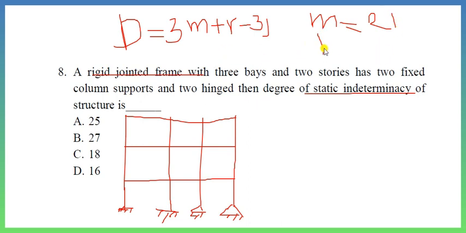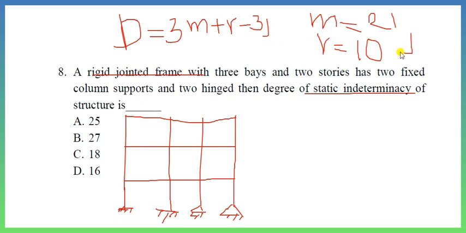After that, number of reactions. So here there are two fixed supports and two hinge supports. Therefore, at fixed support there are three reactions: vertical, horizontal and moment. 3 plus this 3, 6, and for hinge only two reactions are there: vertical and horizontal. So 3 plus 3, 6, 6 plus 2, 8, 8 plus 2, 10. So number of reactions is 10.